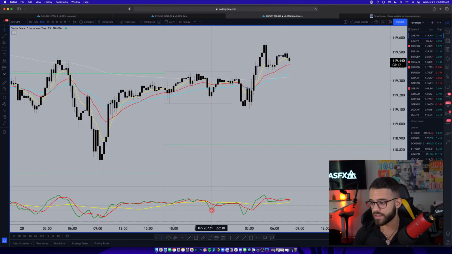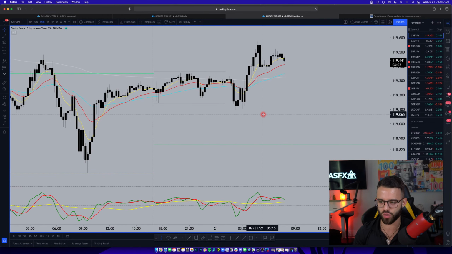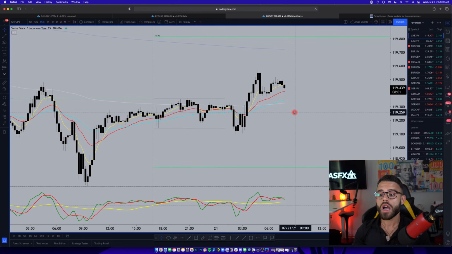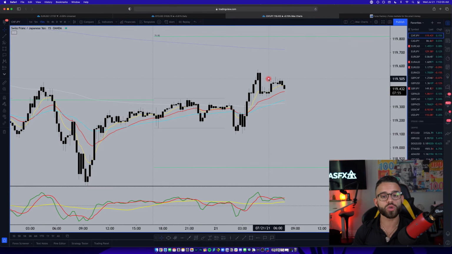So here on CHFJPY at the top of my list, this market sentiment line today being above the 50 value tells me that it's a bullish day. The buyers are in control. The bulls are in control, if you would. However, when we look at the EMAs, we can actually see they're overall in a downtrend. The 800 EMA is above price action, which would be a downtrend.